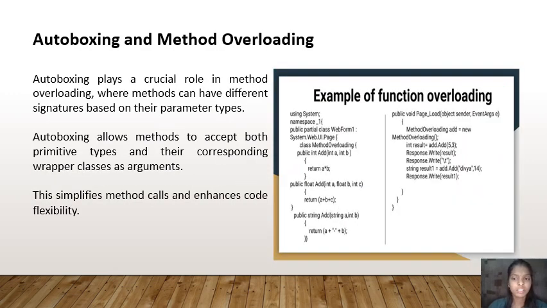Next is autoboxing and method overloading. Autoboxing plays a crucial role in method overloading, where methods can have different signatures based on their parameter types. Autoboxing allows a method to accept both primitive types and the corresponding wrapper classes as arguments. This simplifies method calls and enhances code flexibility. Here we can see an example of method overloading using autoboxing.